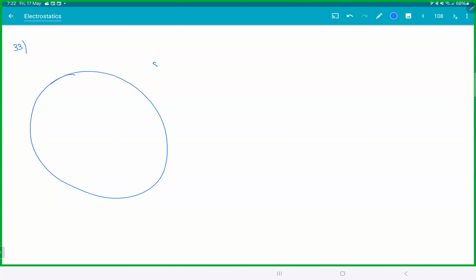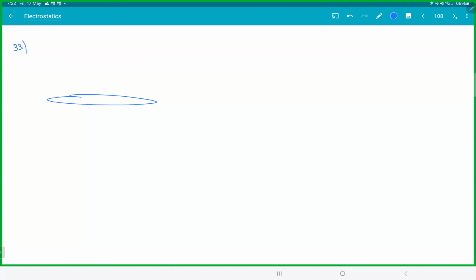Let's do one thing. Let's do a theoretical question. We have a hollow sphere, a hollow shell, charge Q, radius R, doesn't matter. This guy is the center. I don't care about that. Let's say there is some random point A here.